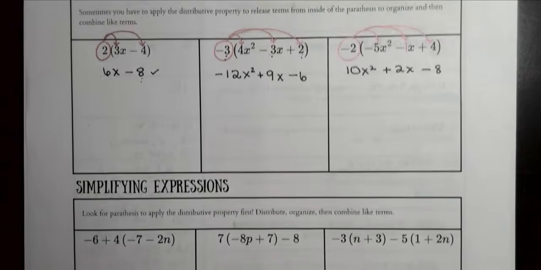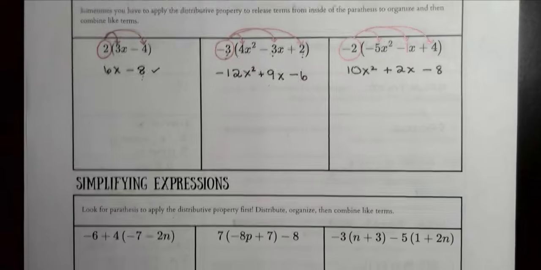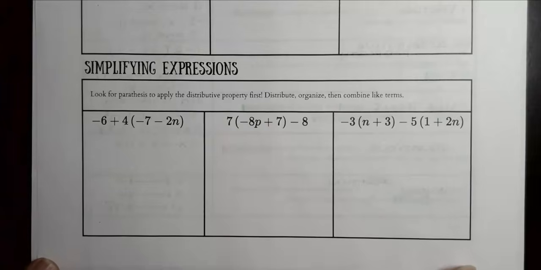When we have a set of parentheses, we want to go ahead and multiply the number on the outside by all the numbers on the inside so we can get rid of those parentheses and continue to look at those terms to see if we can simplify them. So the last section right here on this page is taking everything that we've learned and putting it all together.